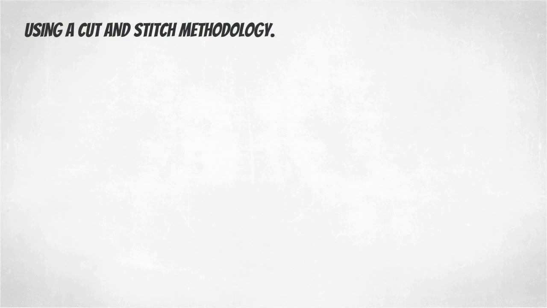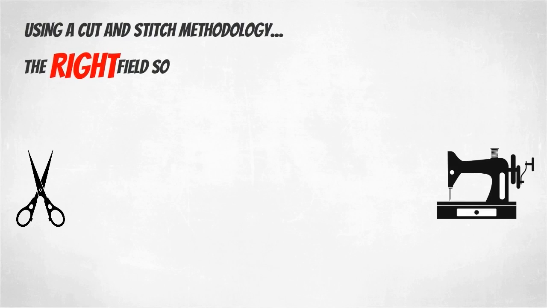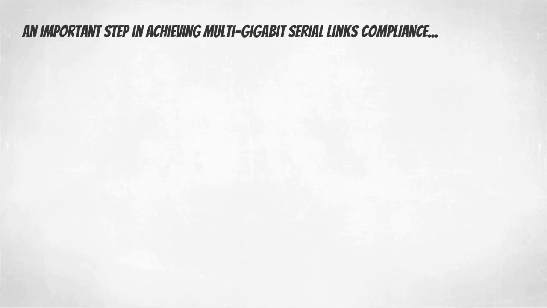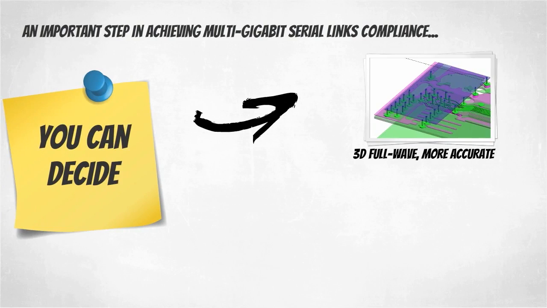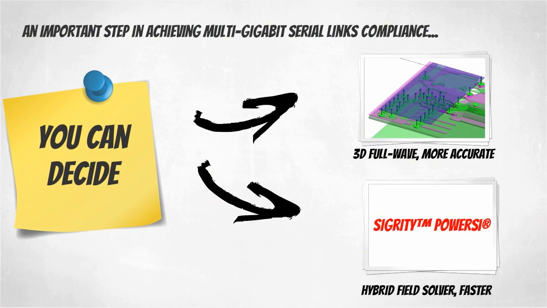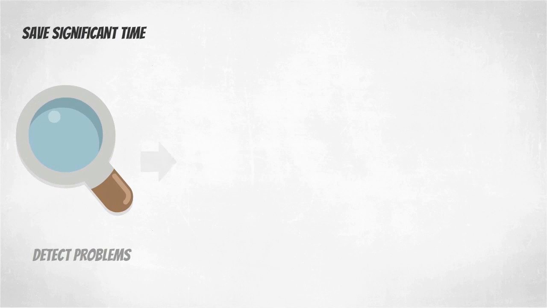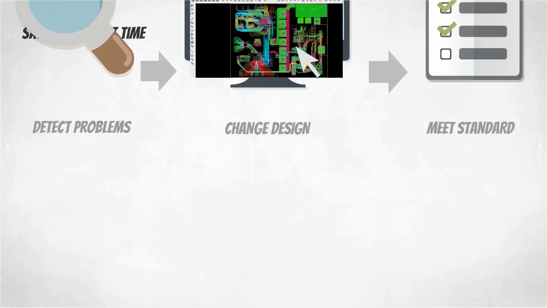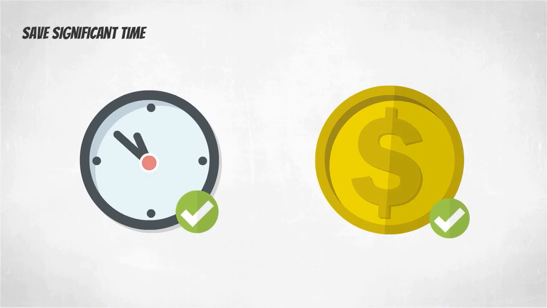Using a cut and stitch methodology, Sigrity offers you the right field solver for the right section of the serial link channel. This is an important step in achieving multi-gigabit serial link compliance. You will use full-wave 3D where you truly need it and our fast hybrid solver technology where you do not. The significant time reduction will allow you to detect problems, make changes to your design, and meet industry compliance standards the first time, and on budget.